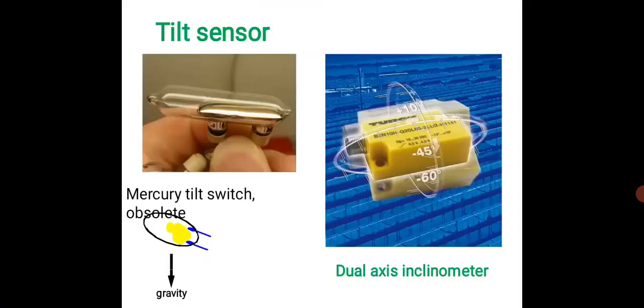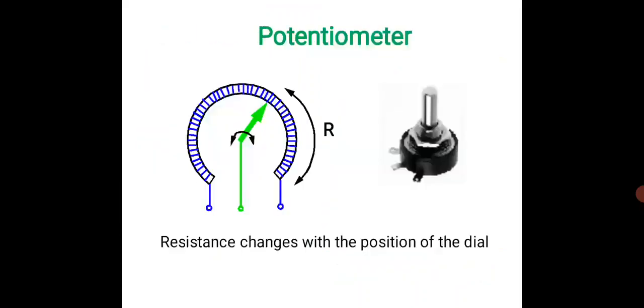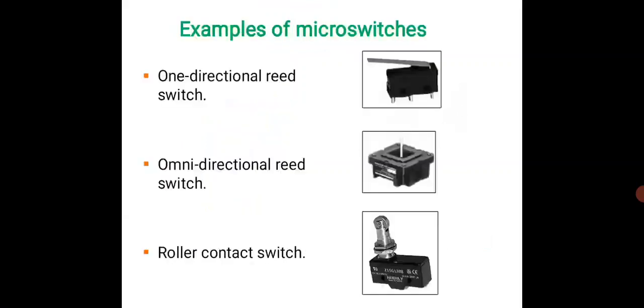is tilt sensor, where you have a mercury tilt switch. And here you can see a dual axis inclinometer. So these are the pictures which show you the sensors. And this is a potentiometer. Of course, everyone is familiar with the potentiometer. Once it is moved or rotated, obviously the resistance also will change. And these are some examples of micro switches, where it is single direction or omnidirectional, which means that it can rotate in all directions, and roller contactor switch.